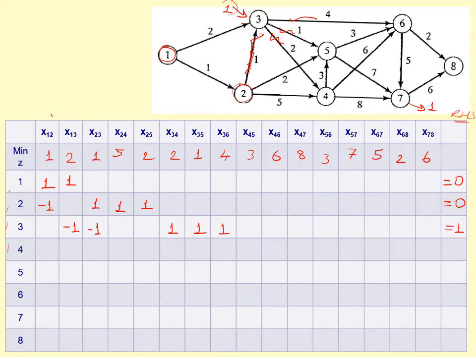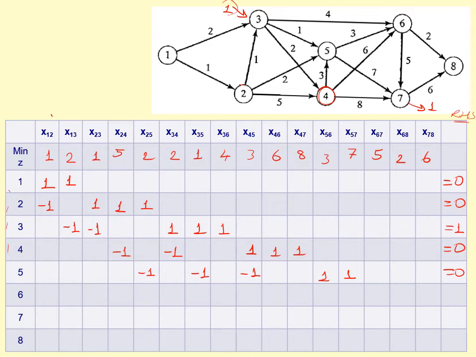Now for node 4, let's consider node 4, which is this one. The total inflow, it is x24 and x34, this one, should be equal to the outflow, which is x45, x46, and x47, and this should be equal to 0. For node 5, the inflow is x25, so it is -1, x35, it is -1, x45 also, and then x56 and x57 are the outflow, and this should be equal to 0.